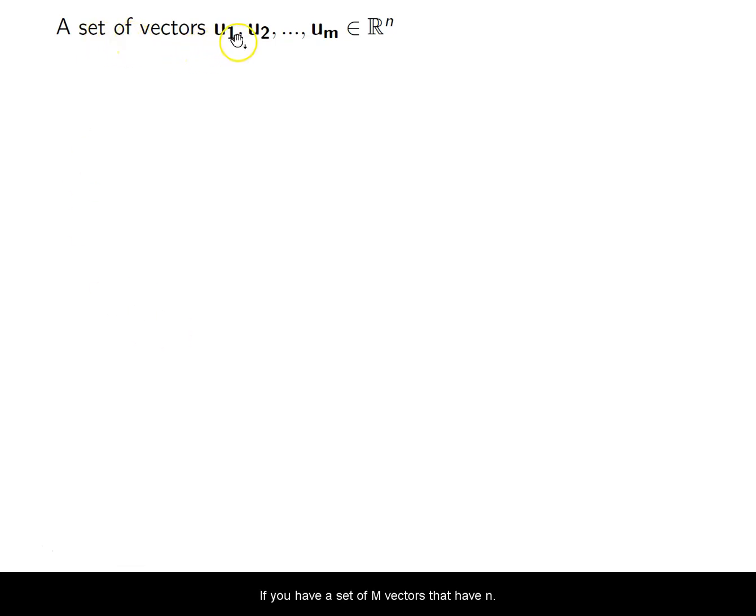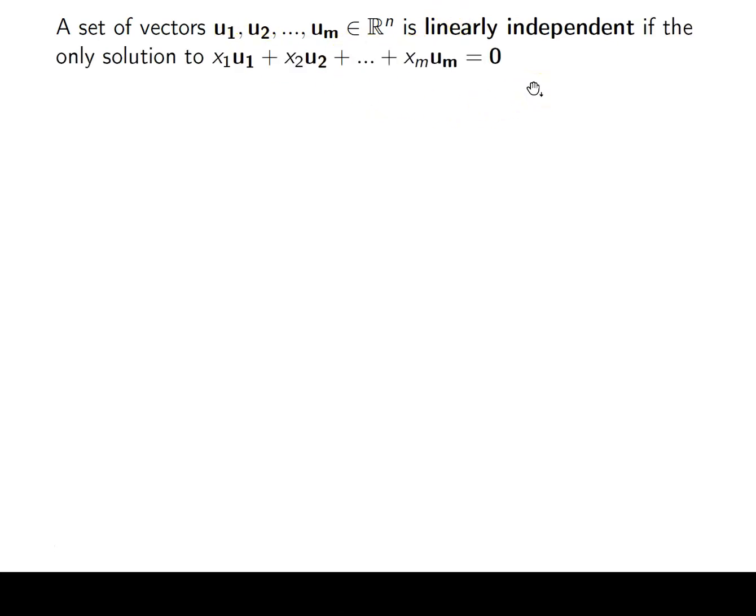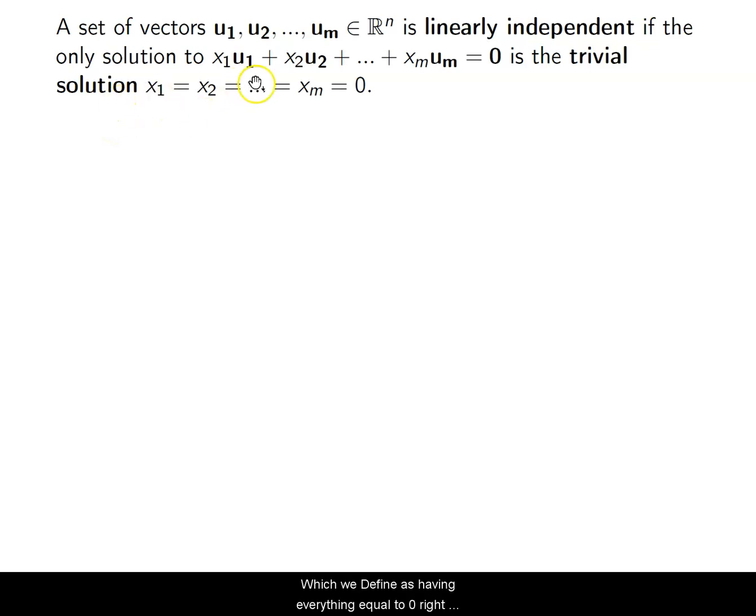If you have a set of m vectors that have n real components each, okay, then that set of vectors is linearly independent if the only solution to the linear combination of those vectors, when it's equal to 0, is what we call the trivial solution. So if I put these together in a linear combination and I say it needs to be equal to 0, and the only solution to that equation or that system of equations is the trivial solution, which we define as having everything equal to 0, right?